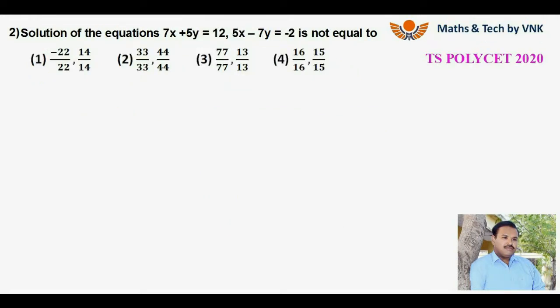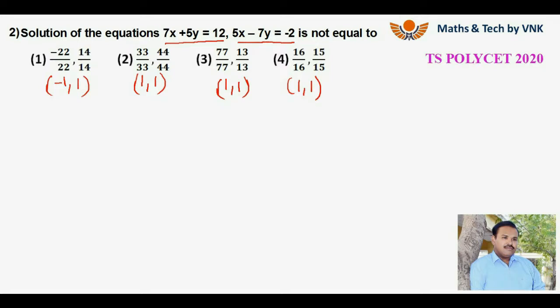Next question is the solution of the equation 7x plus 5y is equal to 12, 5x minus 7y is equal to minus 2 is not equal to, అంటే సొల్యూషన్ కానిది కనుక్కోవాలన్నమాట. ఒకసారి ఇచ్చిన 4 ఆప్షన్స్ని చూద్దాం. ఆప్షన్ 1 minus 1, 1. నెక్స్ట్ ఆప్షన్ 2 1, 1. ఆప్షన్ 3 is also 1, 1. ఆప్షన్ 4 is also 1, 1. సో ఈ 4 ఆప్షన్లో కరెక్ట్ ఆప్షన్ కానిది కనుక్కోవాలి, అంటే సొల్యూషన్ సాటిస్ఫై కానిది కనుక్కోవాలి.